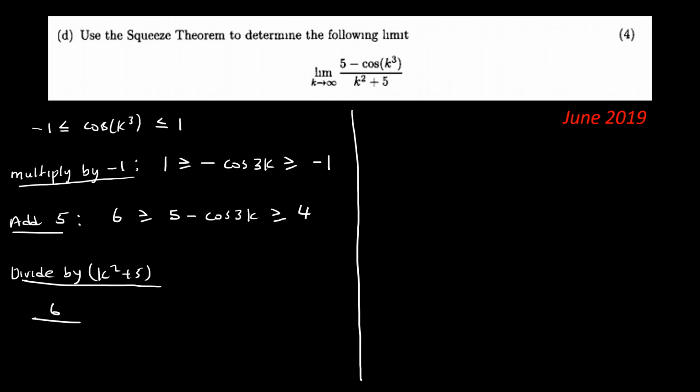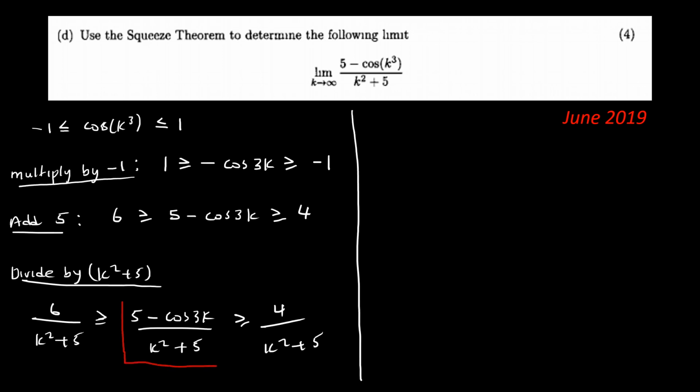So I'll have 6 over k squared plus 5 is greater or equal to 5 minus cos 3k over k squared plus 5. Okay, this is plus 5. Then greater or equal to 4 over k squared plus 5. So now when we are here, as long as this term here is exactly like the one we want, then now we calculate our limit.